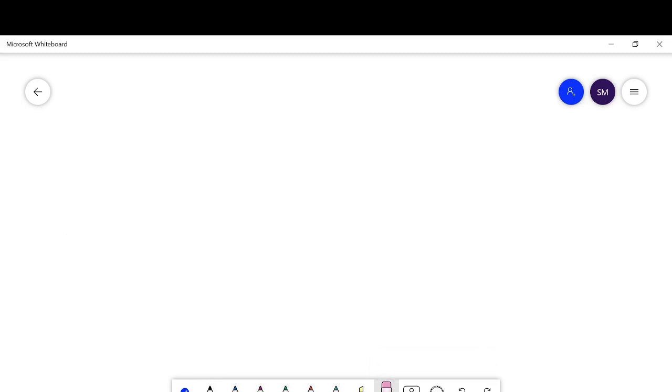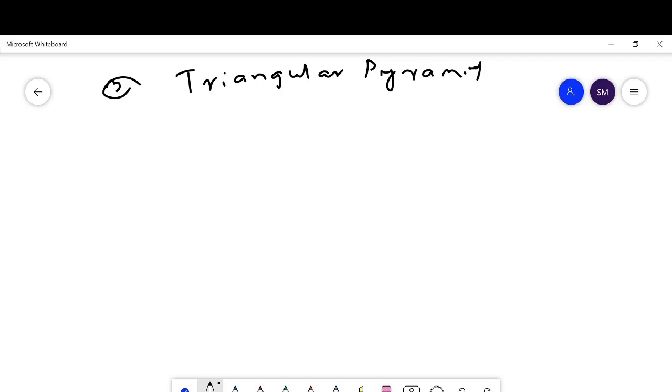Then another is the triangular pyramid. In the case of a triangular pyramid, the base is a triangle, and here is the point. Then all these vertices are joined to this. This is called a triangular pyramid. A, B, C, and this is D.